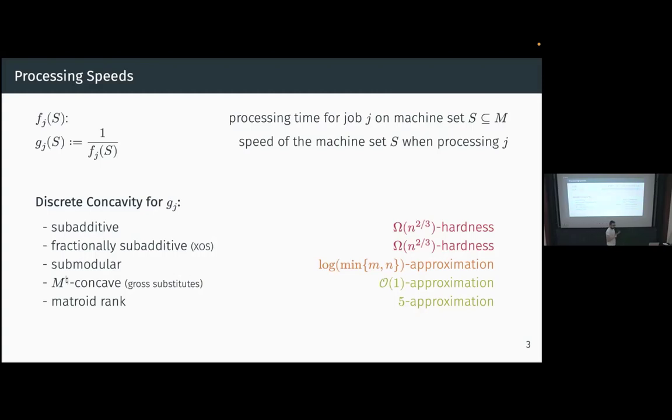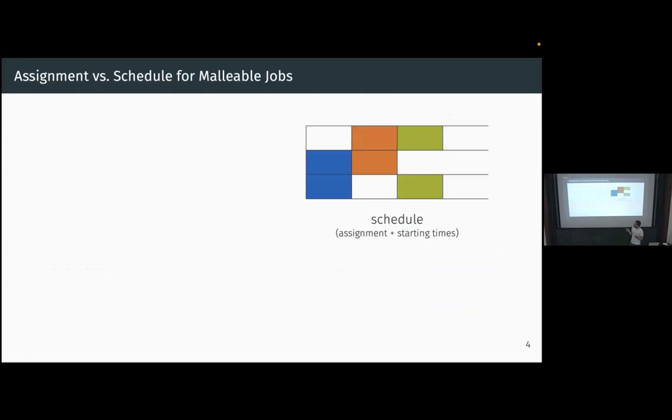And to give you an idea of this result, we first have to look at the relaxation, and here's the relaxation of our problem. We want to get rid of a complicated part of the scheduling problem, which is the timing. The timing in the scheduling in this case is quite annoying. Let's get rid of it. So what we're looking for in the problem is a schedule, which consists of the assignment of the machines plus starting times.